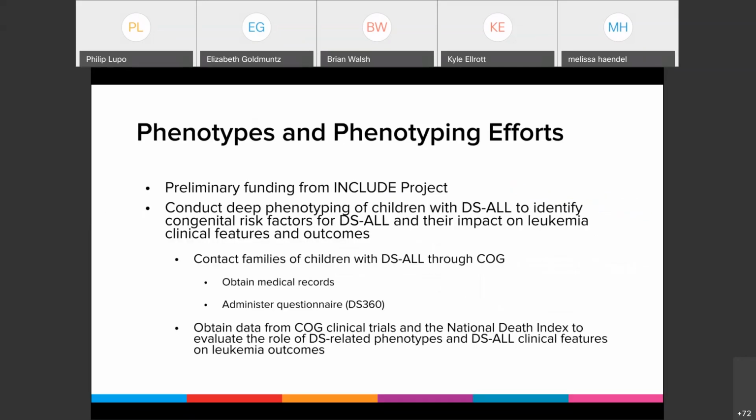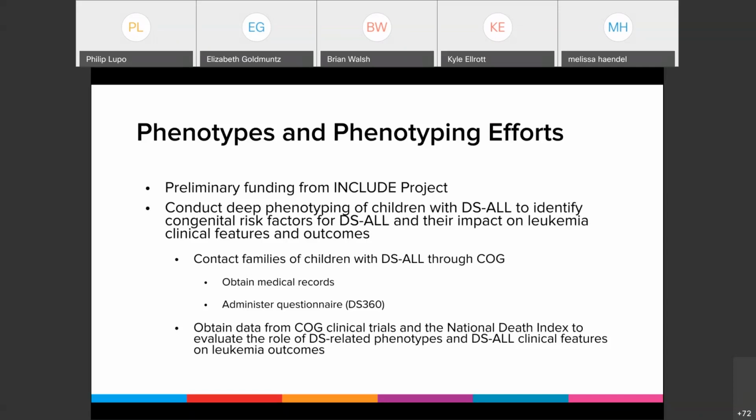Unfortunately, and Stephanie and I have talked about this many times in thinking about pooling the data that we have through the Children's Oncology Group, there is no pre-existing phenotypic data on the children that have Down syndrome acute lymphoblastic leukemia. This is primarily a function of the lack of bandwidth for collecting this information systematically on children with Down syndrome that develop ALL. So along with Karen Rabin and others, we've obtained preliminary funding from the Include project to rectify the situation.